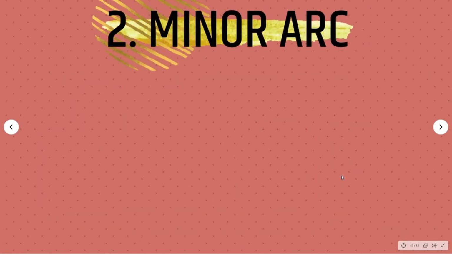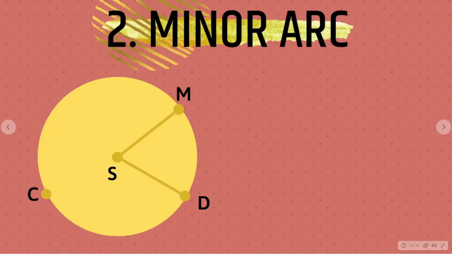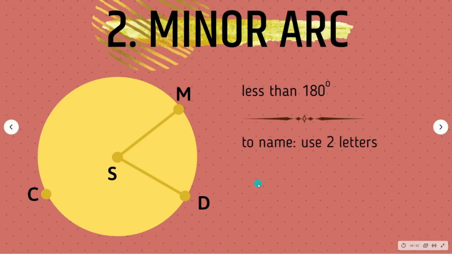Second arc is the minor arc, quite the opposite of the major arc. The minor arc is less than 180 degrees, meaning it is less than half of a circle. To name a minor arc, we use two letters. Arc MD, which is here, arc MD.